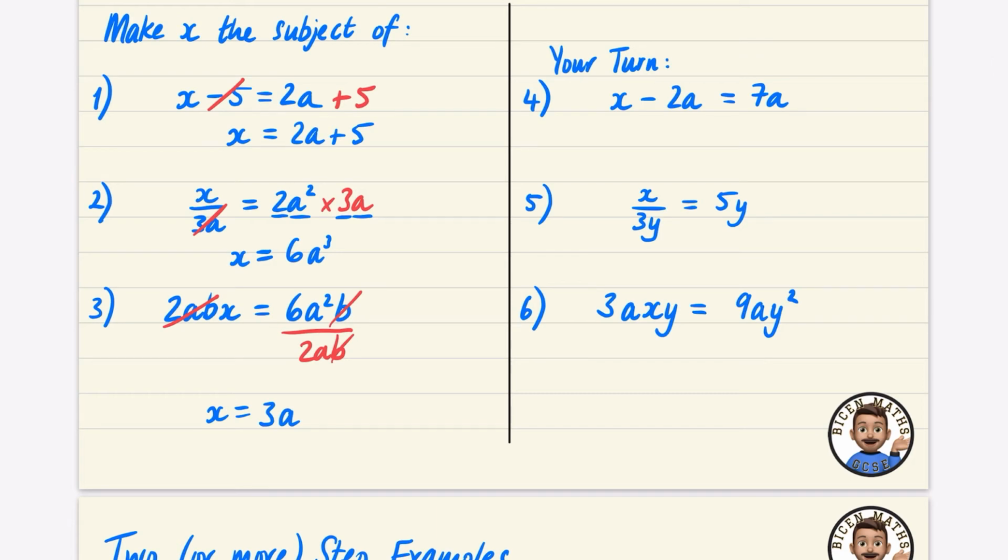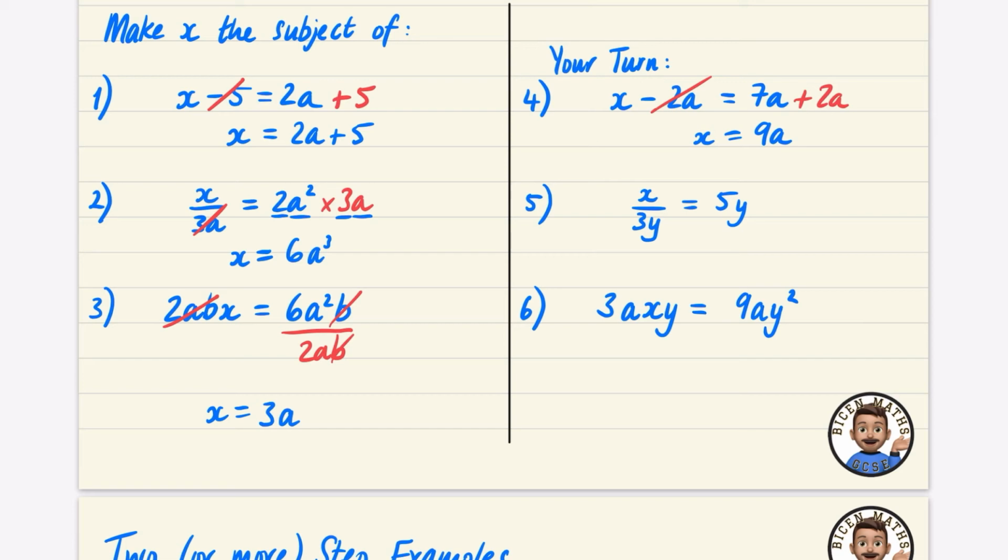Okay, now you're going to try these 3 questions that you've got right here. Pause the video and have a go and see if you get the same answers as me. Okay, so in this first one, that 2A is going to become a plus 2A on the other side. Make sure you simplify this because 7A plus 2A is 9A. So X equals 9A is the subject of this one.